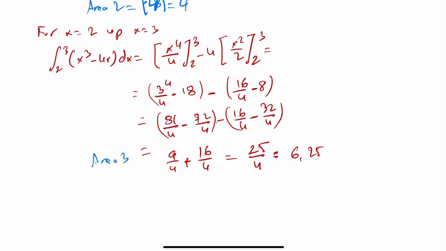So our general area is the sum of the areas. So area is equal to area 1 plus area 2 plus area 3, which is 4 plus 4 plus 6.25, which is equal to 14.25.